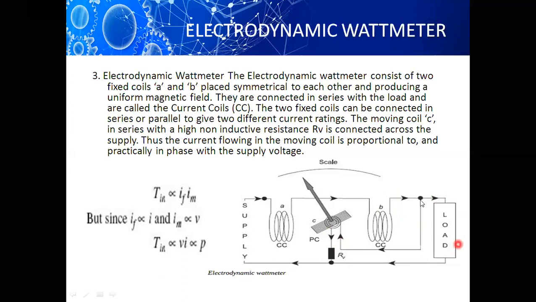And hence, the coils here, A and B, the fixed coils, are named as current coil in the wattmeter. And the coil that is moving, because it is having current which is proportional to the voltage, is called the potential coil, or else it can be called the pressure coil.